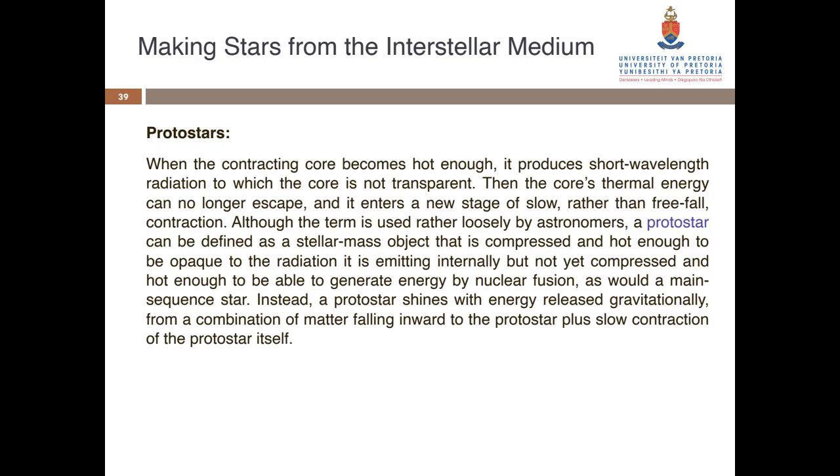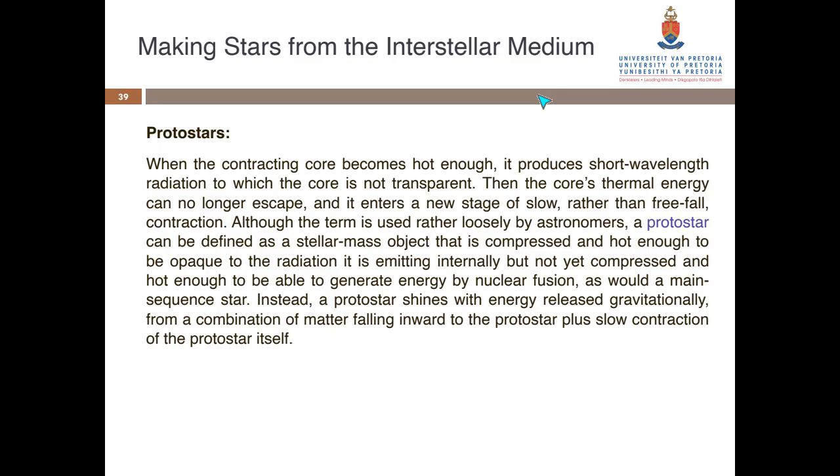When the contracting core becomes hot enough, it produces short wavelength radiation to which the core is not transparent. Then the core's thermal energy can no longer escape, and it enters a new stage of slow rather than free fall contraction. Although the term is used rather loosely by astronomers, a protostar can be defined as a stellar mass object that is compressed and hot enough to be opaque to radiation. It is emitting internally, but not yet compressed and hot enough to be able to generate energy by nuclear fusion, as would a main sequence star.